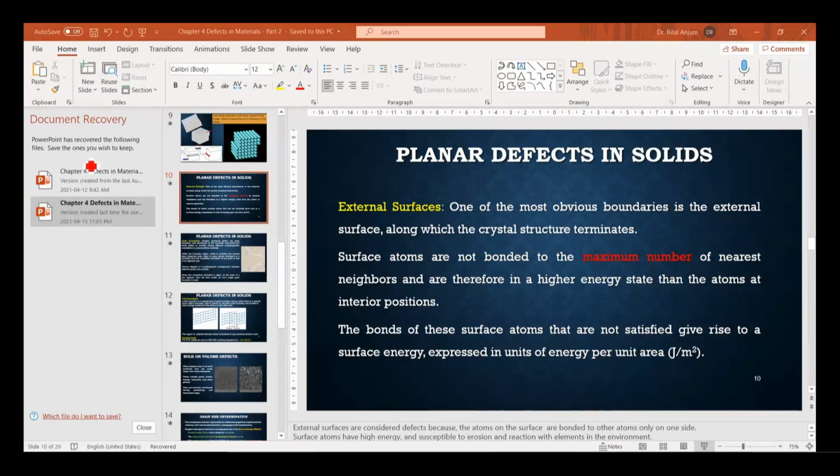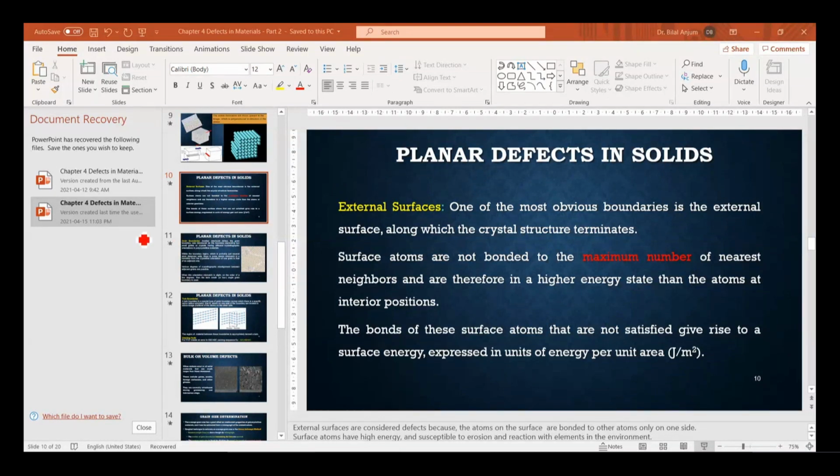External surfaces is one of the defects. One of the most obvious boundaries is the external surface along which the crystal structure terminates. Now, if you remember the definition of defect, a defect is a disruption in the perfect crystalline order. So as soon as this surface, or this surface, or any surface finishes or terminates, it is basically disrupting the perfect crystalline order. All right. So external surface is the first kind of defect.